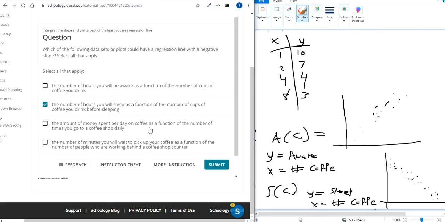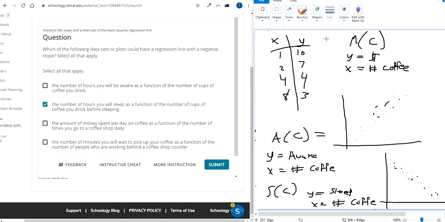The amount of money spent per day on coffee, as a function of the number of times you go to a coffee shop. So that's what it looks like in function notation. In other words, y is the money, and x is the number of times you go to a coffee shop.